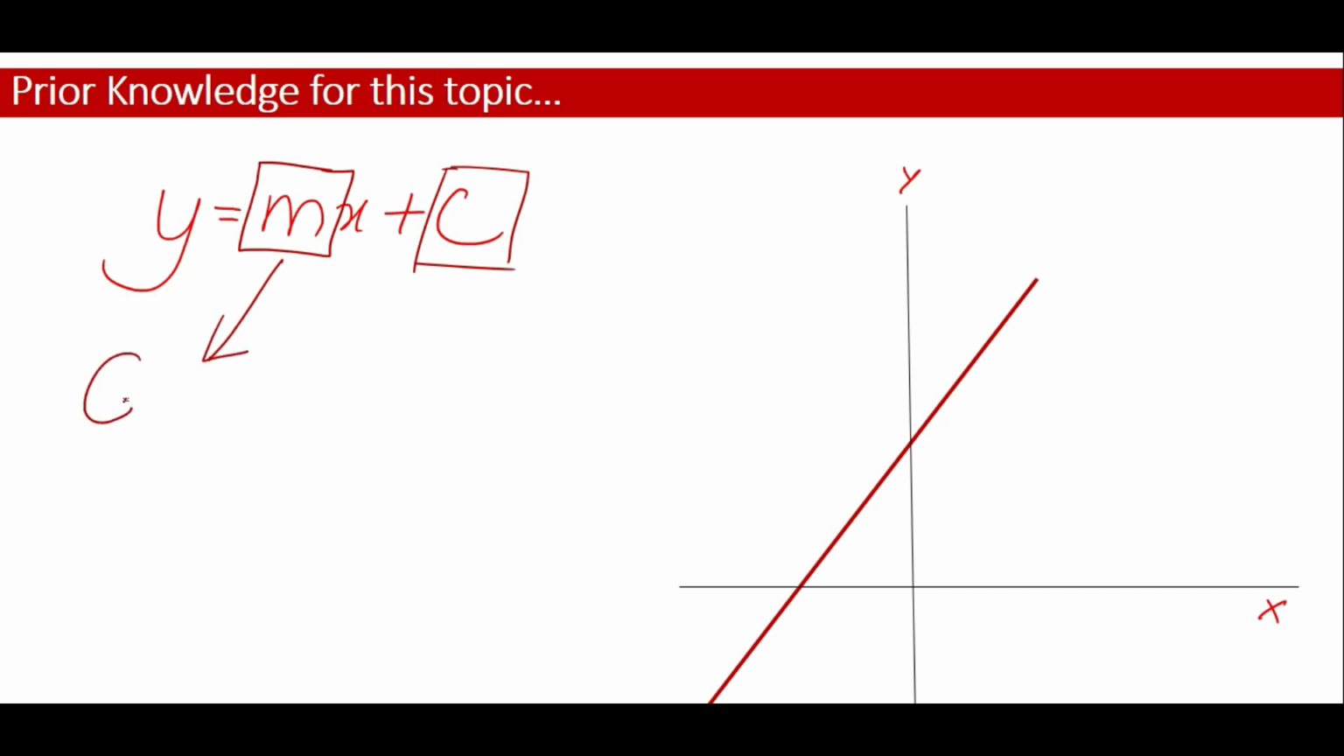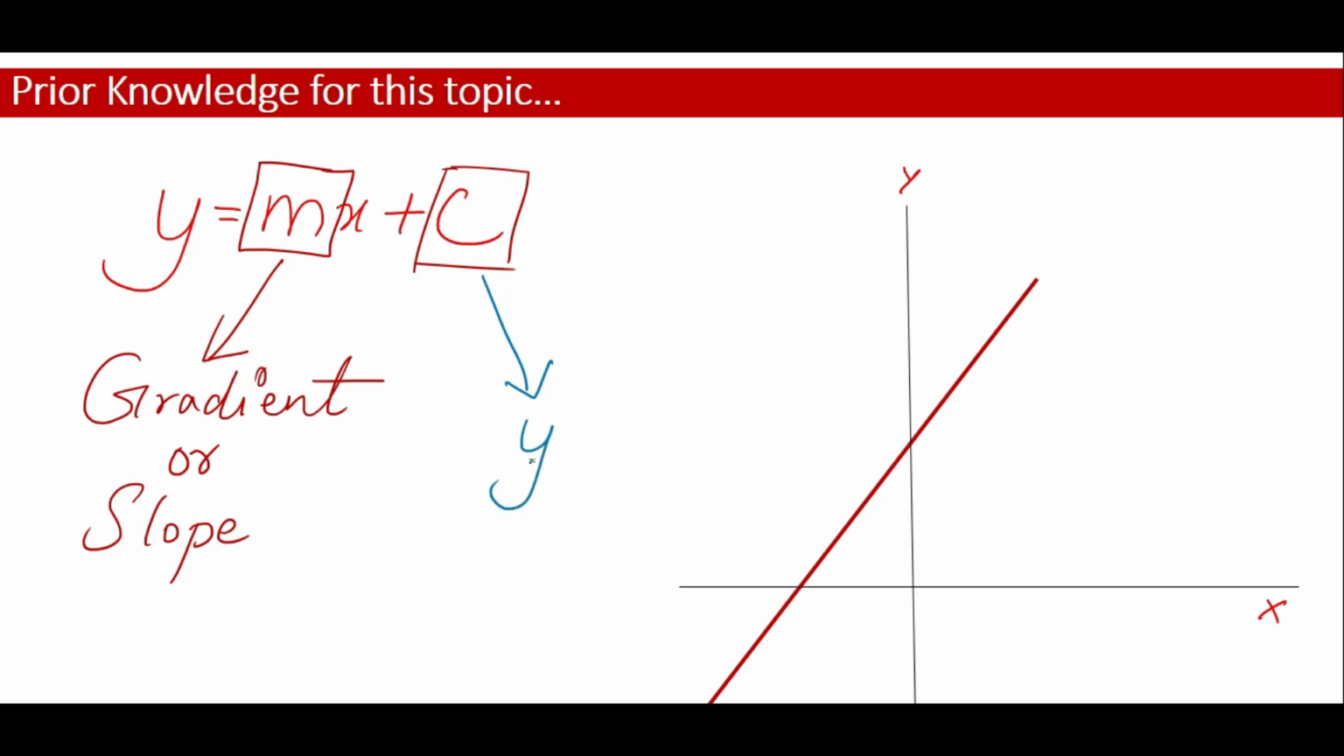M is the gradient, or you can say the slope of the line, while c stands for the y-intercept. Now from the graph, this is the y-intercept. Please don't confuse it with this. This is the x-intercept. For the form y equals mx plus c, the straight line equation, we use the y coordinate from here, which is c.